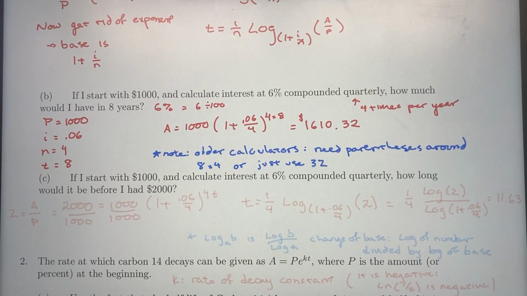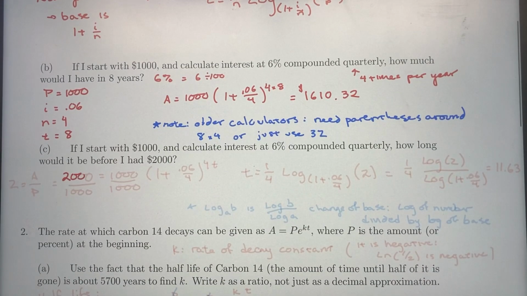Okay, so let's see. Next, $2,000. How long does it take to double my money? Let's see. This time I don't know t, so I'll use that formula that I just got. Notice that one thing that might be easier to do is just turn A over P into 2 immediately.